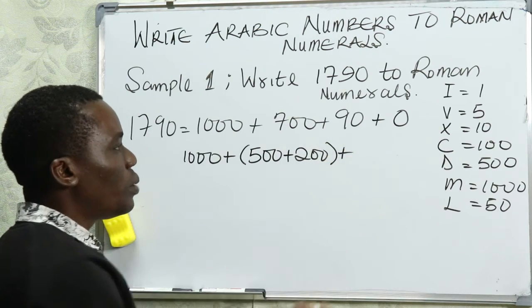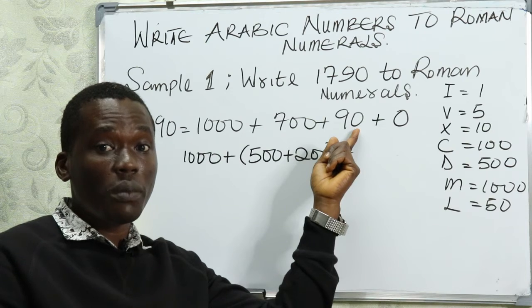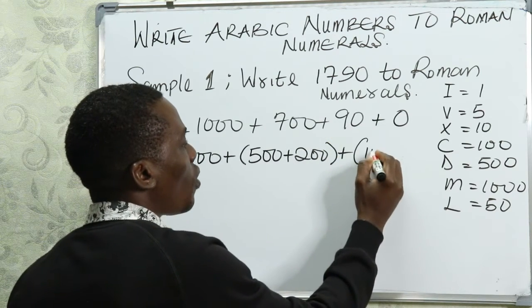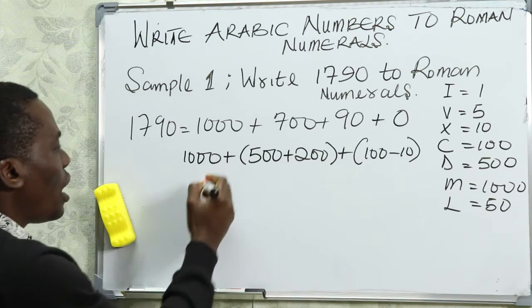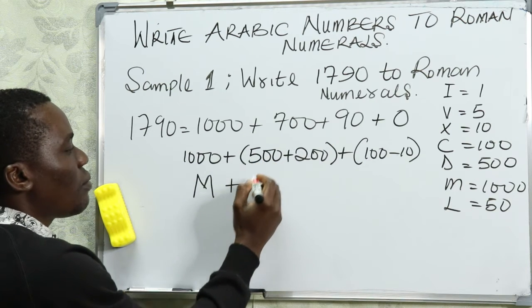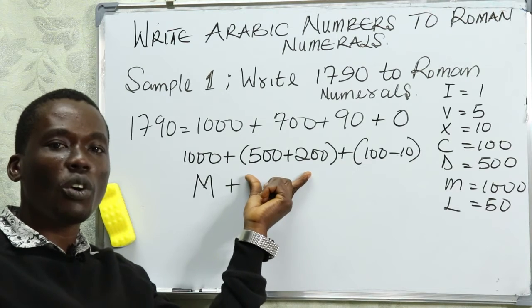Then the next one we'll be having is 90. Of course, 90 is 100 minus 10. So we'll have 100 minus 10, which is 90. So 1000 will give us our M complete. 500 will give us our what? Remember, this is where those key points come in.